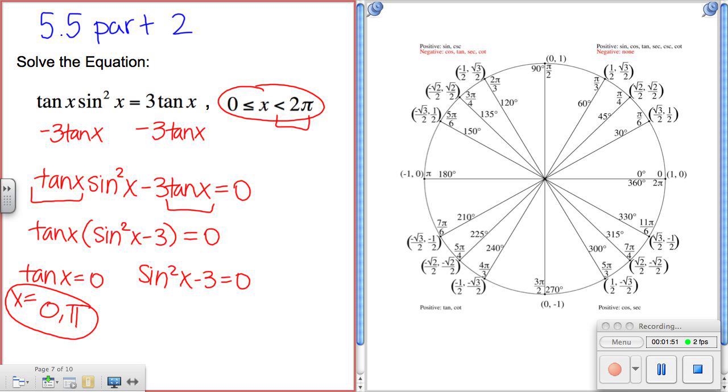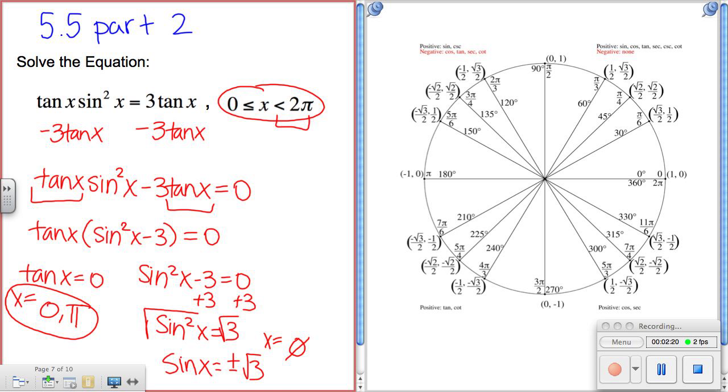If I solve the other equation, I'm going to add 3 to both sides, and I'm left with sine squared x equals 3. Now the way to undo a squared would be to take the square root. Remember, when you square root a variable, you get plus or minus. So I have sine x equals plus or minus root 3. And if I go to the unit circle now, this never happens. There is no solution where sine is root 3 or negative root 3. So the only two answers to this equation are 0 and pi.